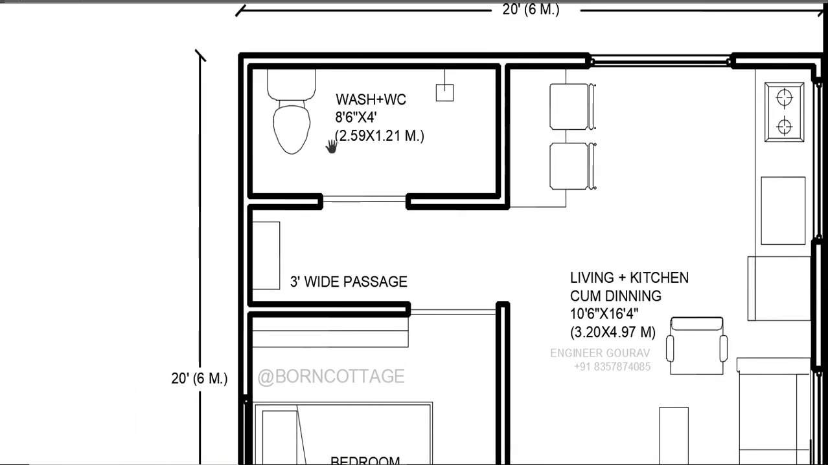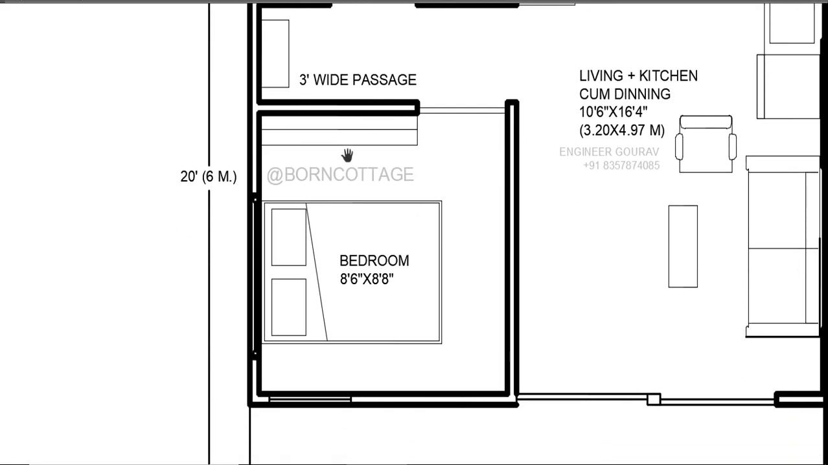If we go on the left side, we have a 3 feet wide passage here, and on the right side we have a common use washroom plus water closet. You can see here the water closet and the shower area, and we have a ventilator for ventilation of this washroom. And on the left side we have a bedroom here. You can see here the bed arrangement, wardrobe arrangement and 2 large windows for ventilation and light purposes of this room. So this is the floor plan of the house you are watching on the screen.